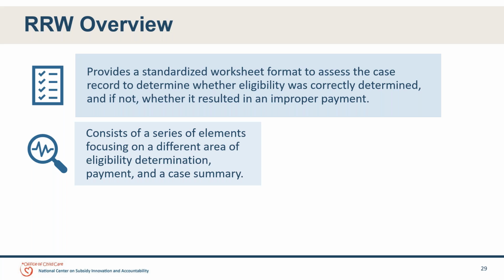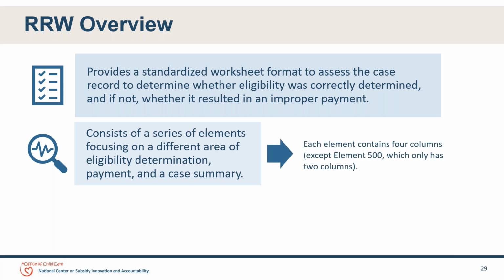The Record Review Worksheet consists of a series of elements, each of which deals with a different area of eligibility. There are also elements to determine if there was an improper payment and a case summary element. Each element contains 4 different columns with a specific purpose for each one, except for element 500, and that only has 2 columns. So I'm going to go ahead and pull up the template to show you what it looks like.